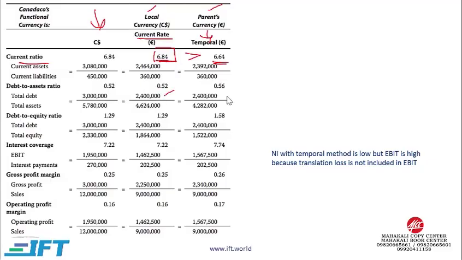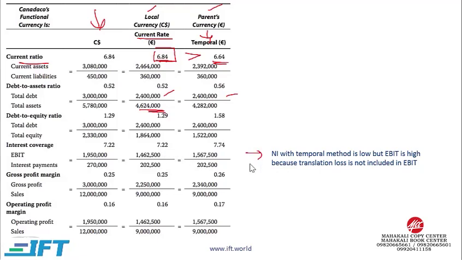The debt numbers are the same, but our assets will be higher using the current rate because all assets are being translated. You can also now work through the rest of the numbers. You need to recognize whether the foreign currency is going up or going down in your exam question, and then decide which method will give a better ratio.